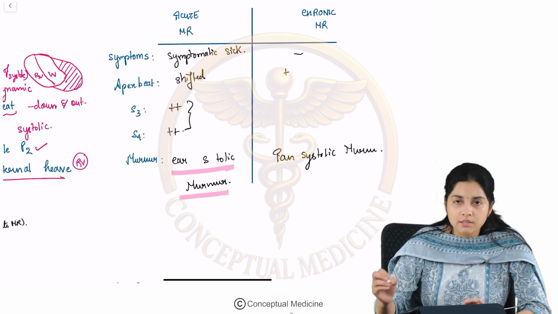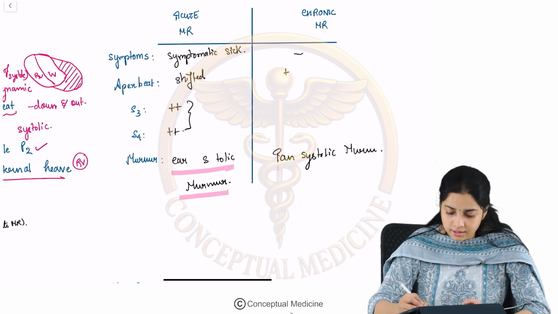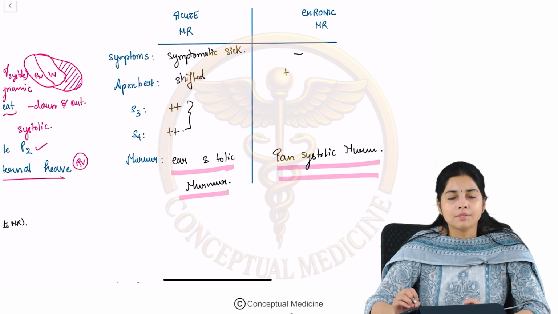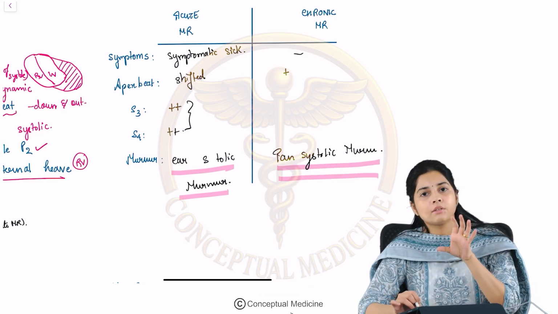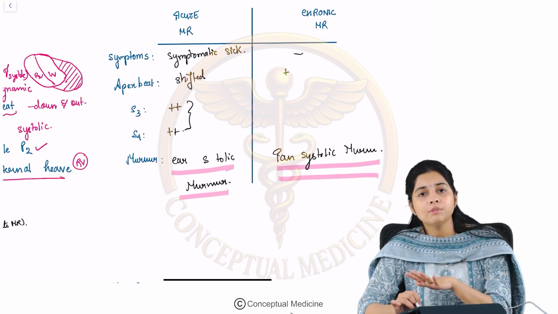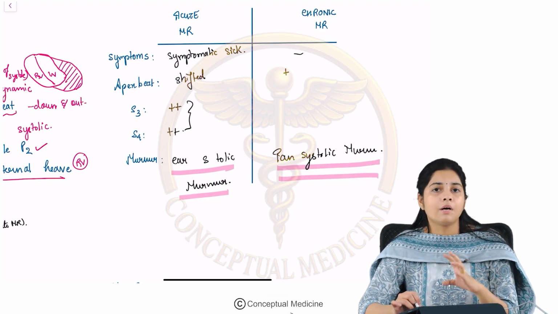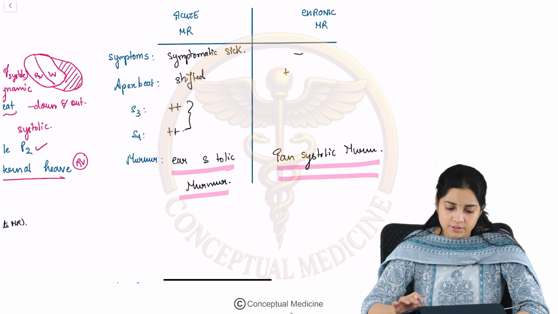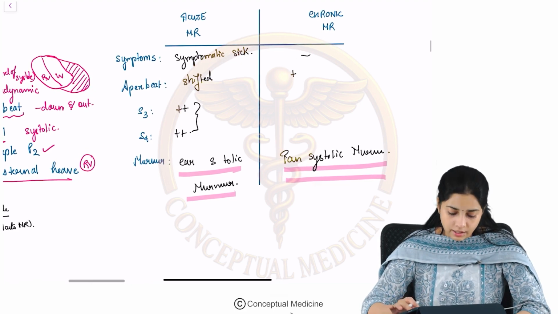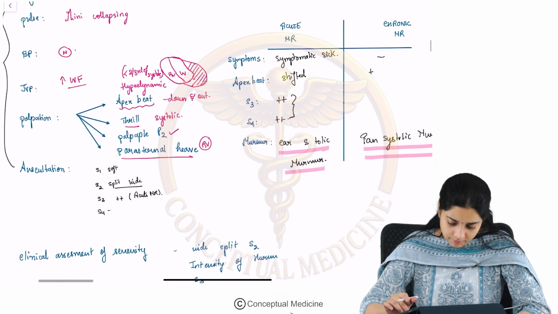An early systolic murmur is seen in acute MR and a pan-systolic murmur is seen in chronic MR, because the pressure gradient in chronic MR is maintained throughout the systole, whereas in acute MR the pressure gradient is maintained only in the initial part of the systole. So that is the difference between your acute MR and the chronic MR.